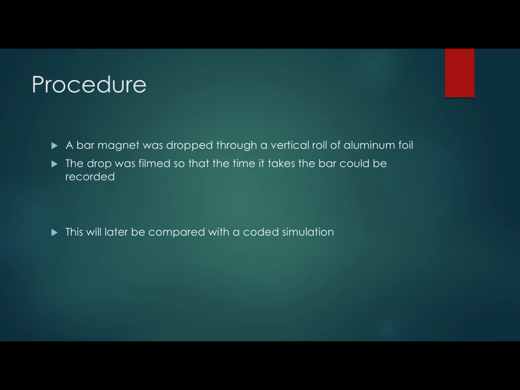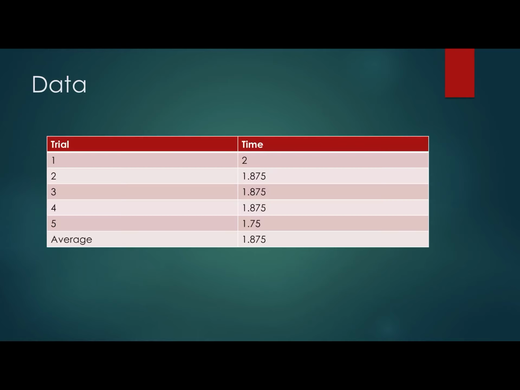Procedure. A bar magnet was dropped through a vertical roll of aluminum foil. The bar was filmed so that the time it takes the bar to fall could be recorded. This is later going to be compared with a coded simulation. So I ran 5 trials and took the average.